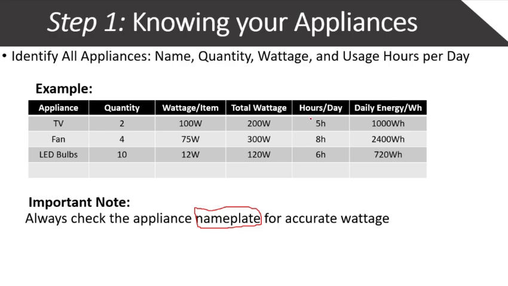And for how many hours those appliances are run in a day, you are not getting this on the nameplate. You ask your client how many hours he uses his appliances in a day. It is your client that will give you this data: how many hours he uses the television, the fan, and the LED bulbs in a day. The wattage you get from the appliance nameplate, the hours you get from your client, and the energy and total wattage we discuss in our next slide.